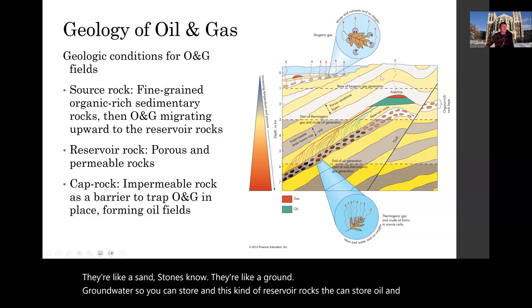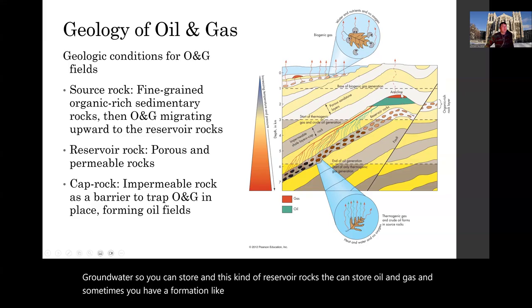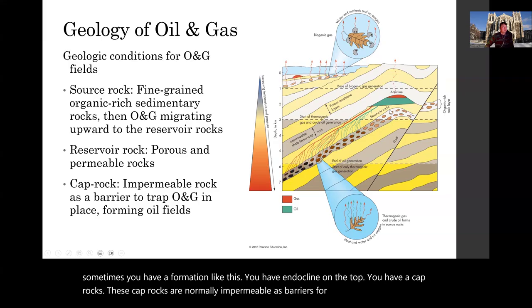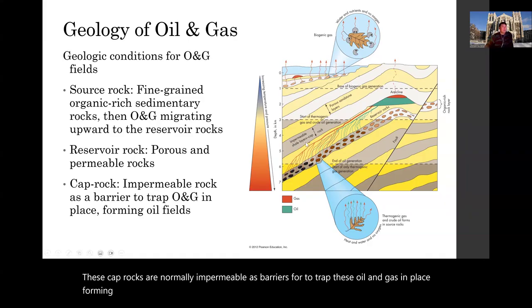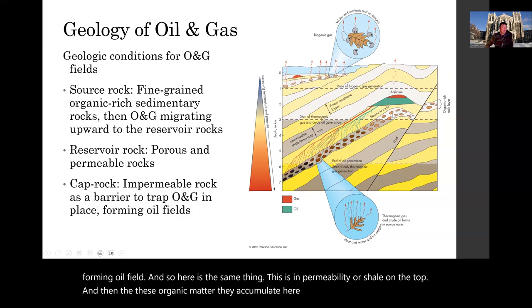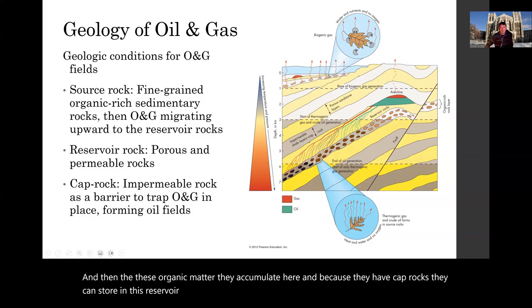And sometimes you have a formation like this, you have an anticline, and on the top you have a cap rock. These cap rocks are normally impermeable, acting as barriers to trap the oil and gas in place, forming an oil field. It's the same thing here: this is impermeable shale on the top, and the organic matter accumulates here, and because they have cap rocks, they can be stored in this reservoir without leaking out.